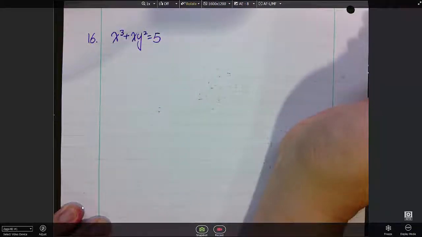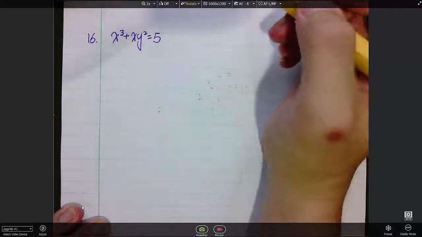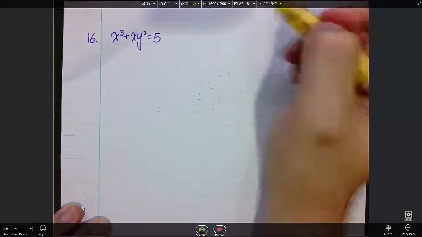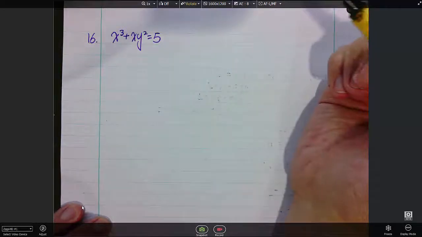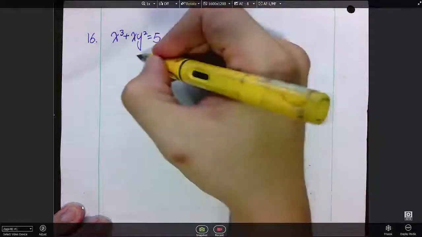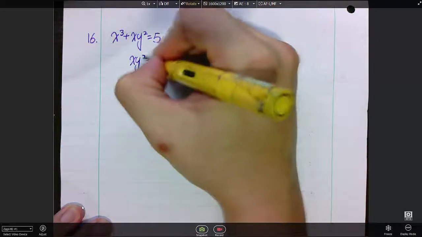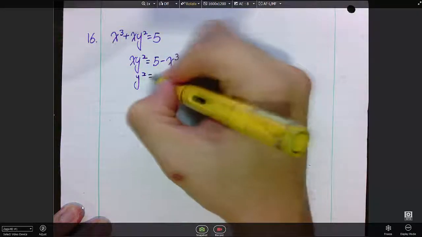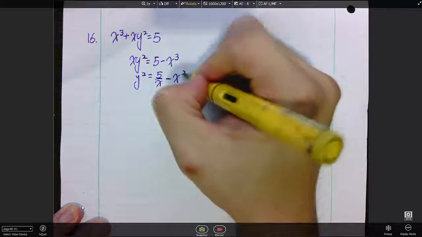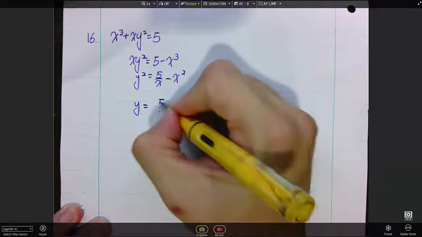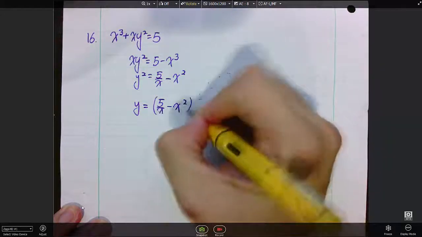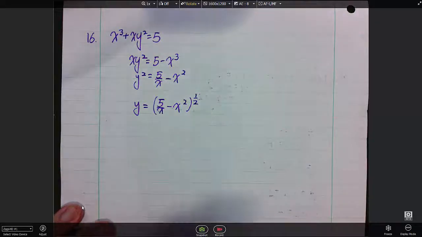In order for me to even start to find the gradient of the tangent, I need to differentiate. But in order to differentiate, I must have y as my subject. So I start with xy squared equals 5 minus x cubed. So y squared equals 5 over x minus x squared. I divide throughout by x. And finally y equals (5 over x minus x squared) to the power of half, because I square rooted both sides of my equation.